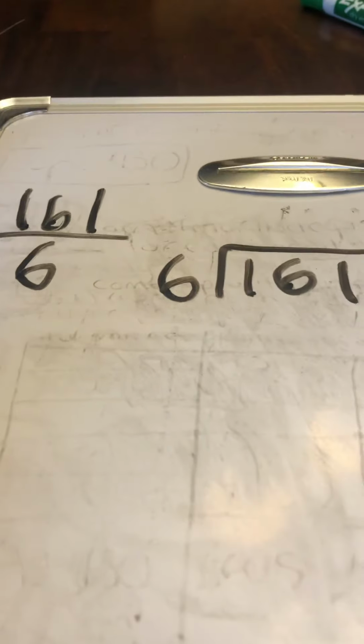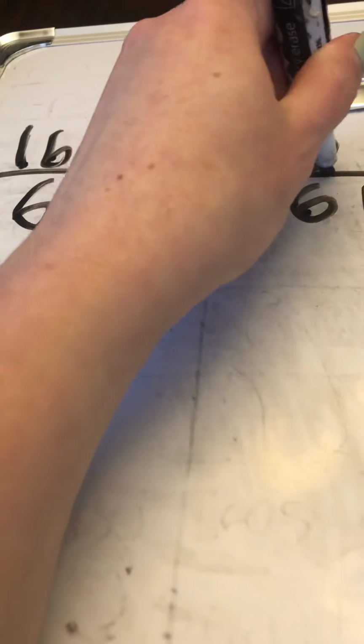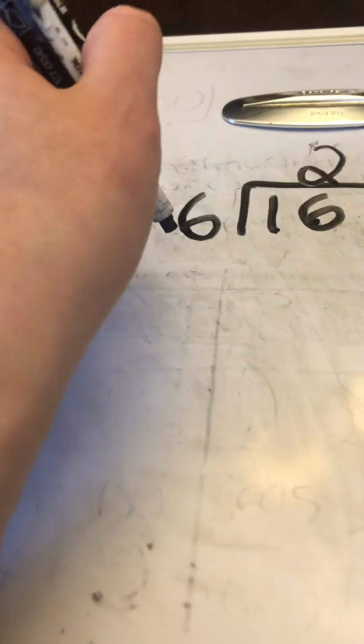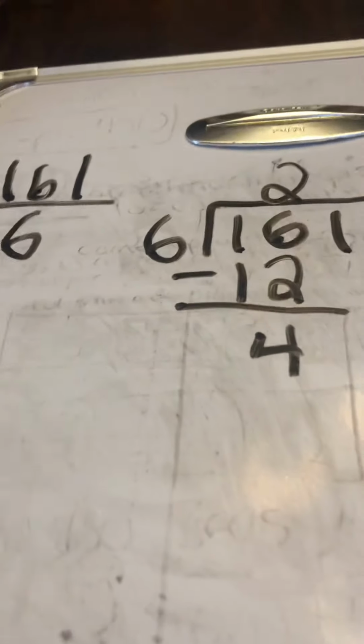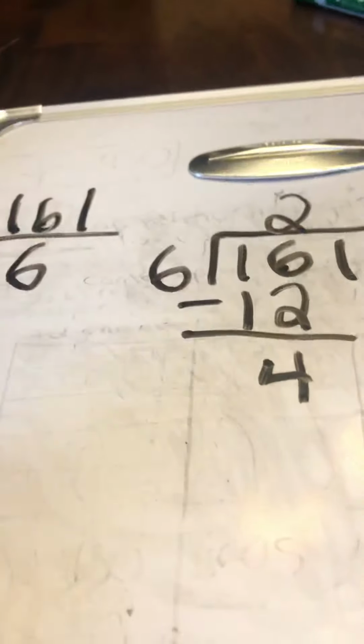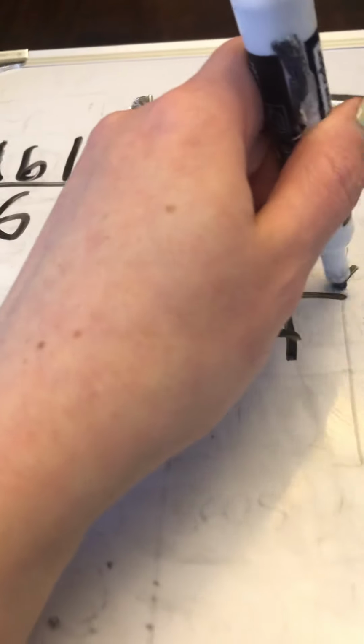So you go 6, 12, 18. 18's too far, so that means 2 groups. So you write your groups up top, and then you're going to subtract what 6 times 2 is. So 6 times 2 is 12. Okay, you make sure you're lined up under the 16. 16 take away 12 is 4. Now you just do a quick self-check. Can 6 go into 4? No, it can't.